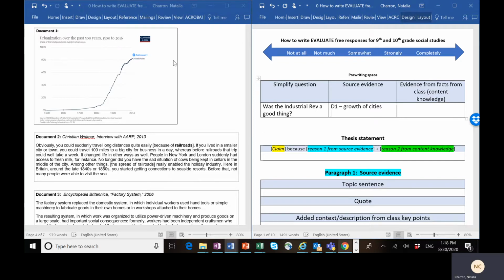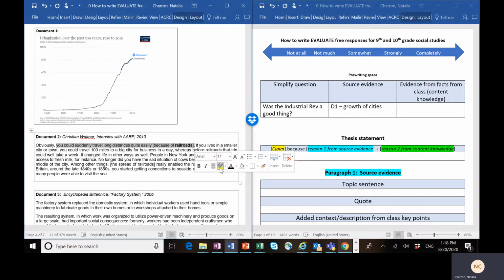If document 1 doesn't do it for you though, check out document 2. Document 2 is text heavy, right? So if you are an English language learner, or if you have a hard time reading lots of text, focus your attention to the first couple of sentences. It usually gives you the topic. And indeed, it says, obviously you could suddenly travel long distances quite easily because of railroads.